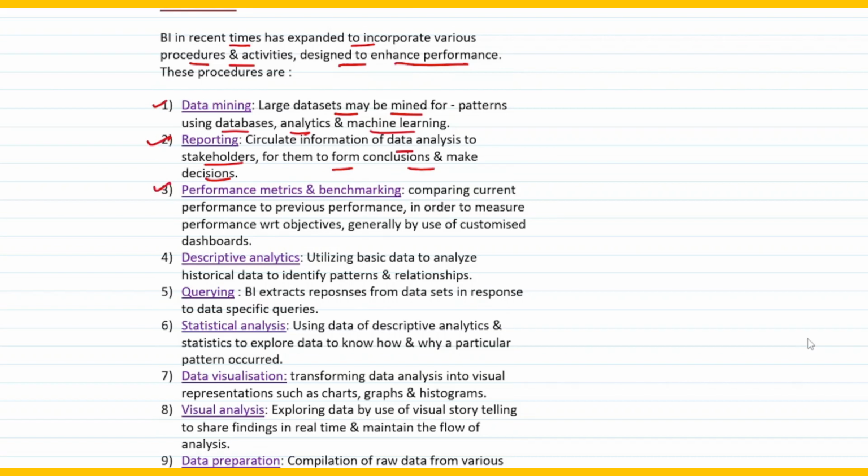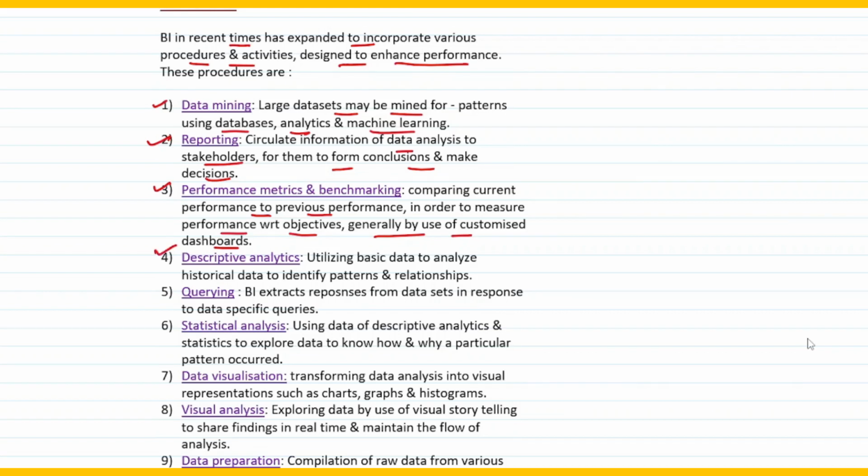Benchmarking simply means comparing your present performance with that of your past, right? So comparing current performance to previous performance in order to measure performance with respect to objectives, generally by use of customized dashboards. Dashboard is also something which we have discussed in detail in the past. So basically a BI method can be used for what?